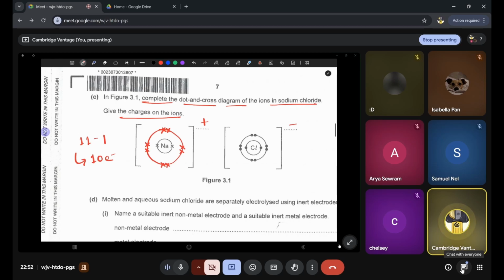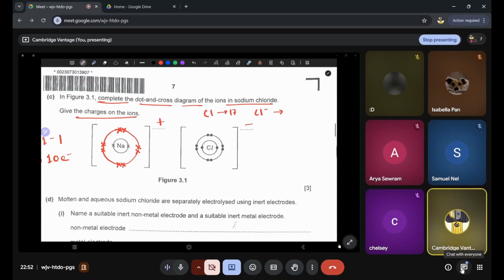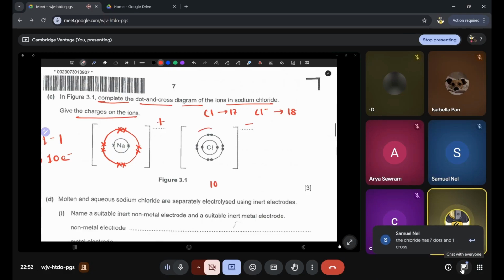And same goes for the chloride ion. We see that chlorine has 17 electrons. So if it's chloride, it should be 18 electrons. It has gained one. Now, in that case, I have how many? I have 2 and then 8. So I have 10 already. I just need to, yes, I just need to add the outermost shell. And as Samuel already mentioned, it will have 7 dots, but one of them will be a cross.